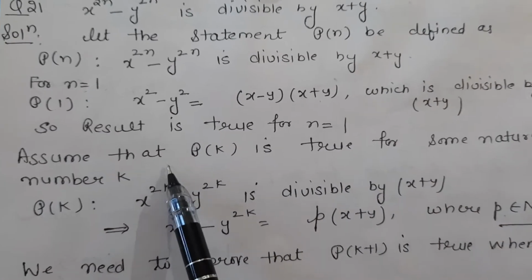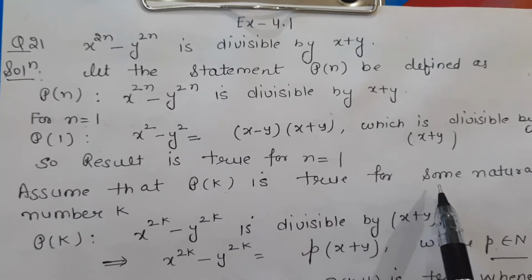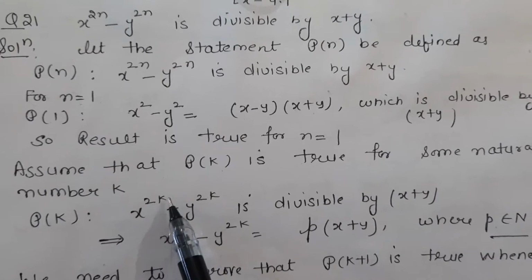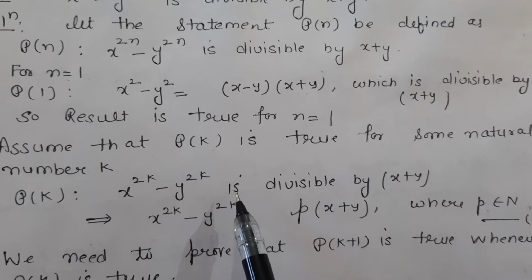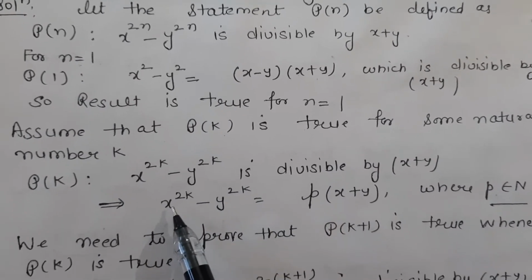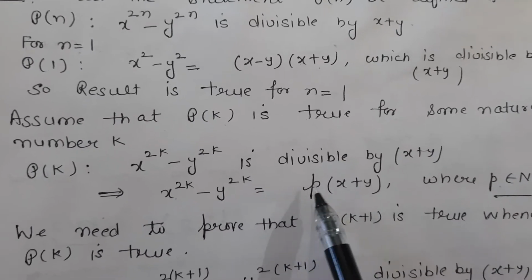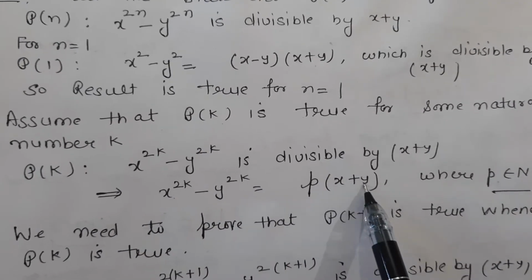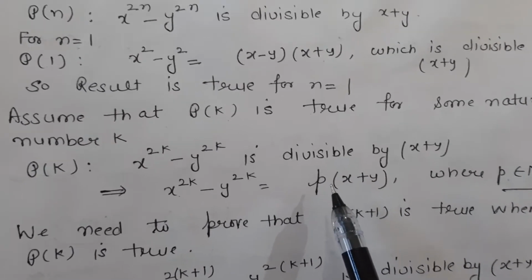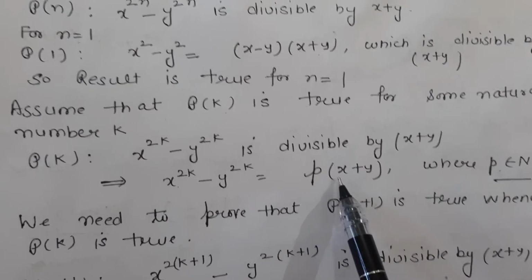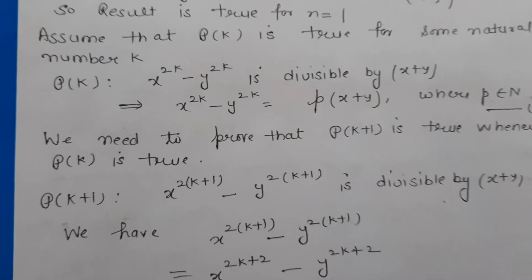The second step is, we assume that pk is true for some natural number k. That means x raised to the power 2k minus y raised to the power 2k is divisible by x plus y. So you can write this x raised to the power 2k minus y raised to the power 2k as some multiple of x plus y, because the numbers which are multiple of x plus y will be divisible by x plus y. So I am writing this as p times x plus y, where p belongs to natural. Let this be equation number 1.